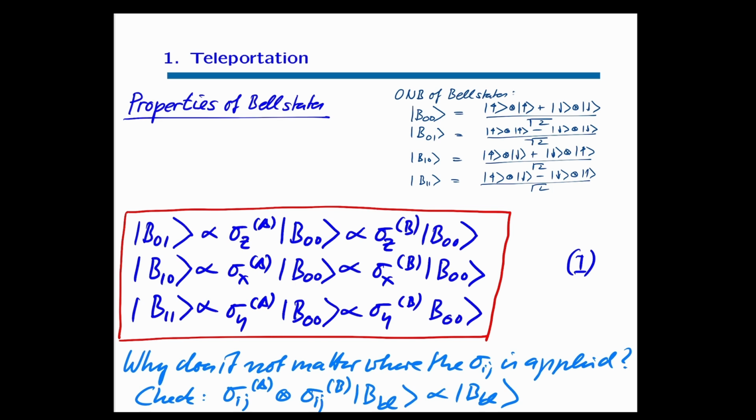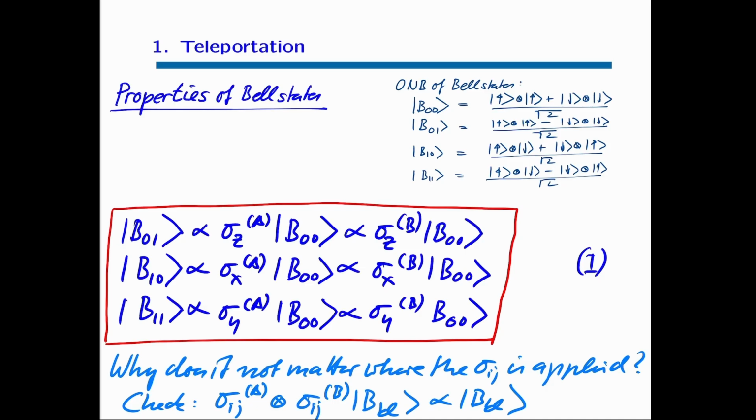So why does it not matter to which of the qubits you apply these Pauli operators? That comes out of the relation down here. For all the four Bell states, they have the property that if I apply a Pauli operator sigma tensor sigma, the same Pauli operator on either side, then the Bell state is going to be an eigenstate of that. So I get the same state back up to a possible phase. And that holds for sigma x, sigma y, and sigma z, for all three of them.